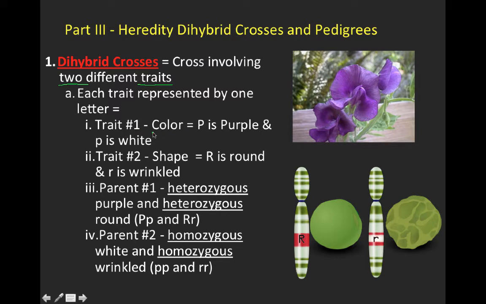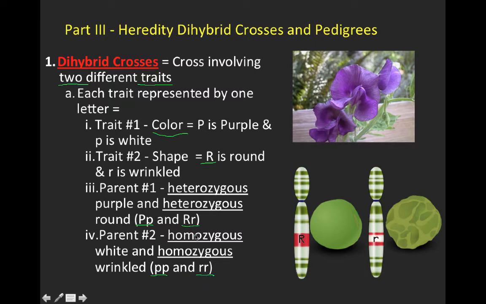So trait 1 is color, just exactly like before. P is purple, and then we also have the recessive white. Shape, we're going to use R for our letter here, and R is round. The big R, the dominant trait, is round, and the little r recessive trait is wrinkled. Parent 1 is going to be heterozygous purple and heterozygous round. So you can see their genotypes are both heterozygous right there. Parent 2 is going to be homozygous white and homozygous wrinkled. Since being white flowered and being a wrinkled pea shape are both recessive traits, they get the small alleles there.